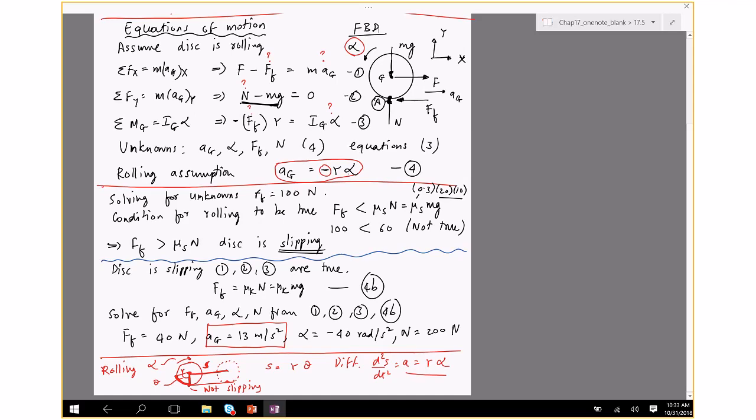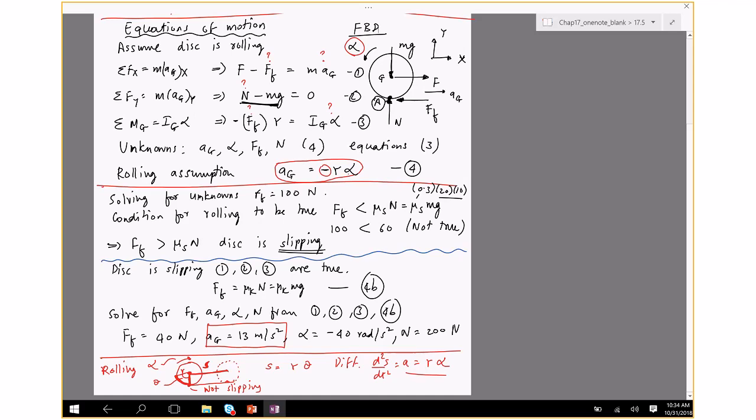Of course, we increase the points. But I would say you should study this whole thing. This is one ideal example where you start with the rolling assumption. If it doesn't come out true, then you assume it's slipping, and solve the problem. There's another problem in the book where the disk has a moment applied to it. Like instead of F, there's M. And you also have to go through the same procedure: assume rolling, it slips, and then solve it.